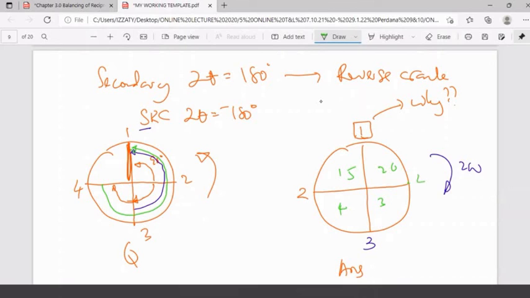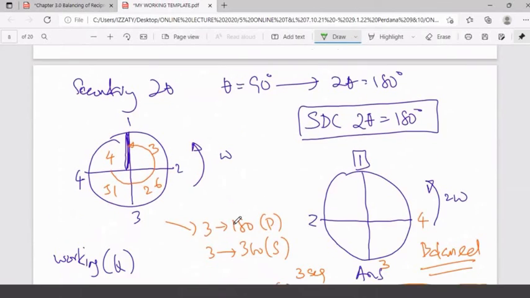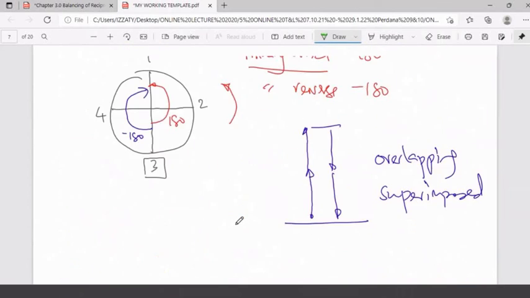So this one will be number 4. Balanced or not? It is balanced. This one, balanced. So the thing that is not balanced, basically, is the secondary; this one is balanced. This one is also balanced.